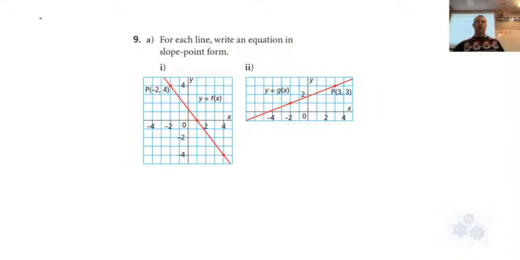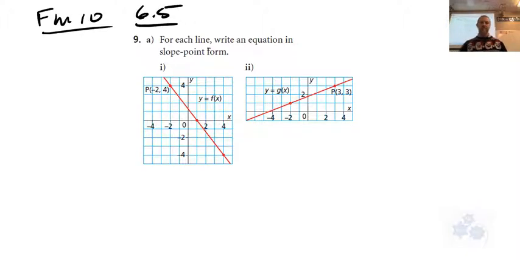Okay, so this is question number 9, Foundations of Math 10, section 6.5. And there's two parts to it. I've copied A here. It says for each line write an equation in slope-point form, or as we say, point-slope form. That's what I usually say.